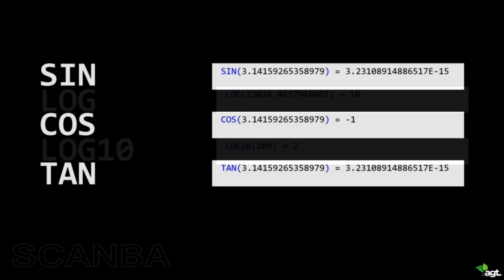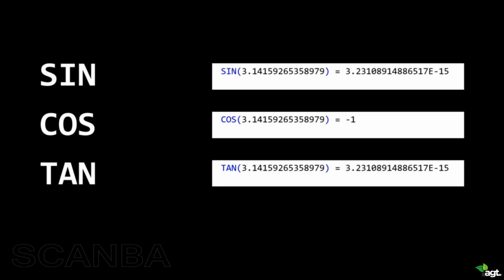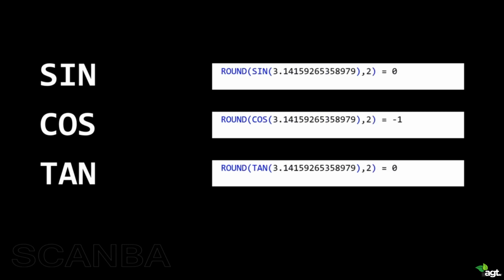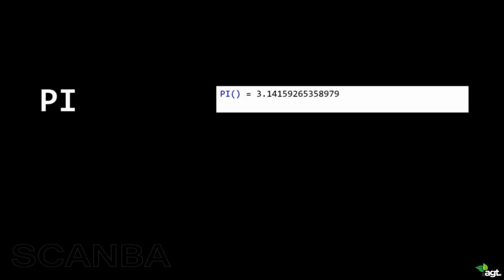The sinus, cosines, and tangent are standard trigonometric functions. These functions receive the angle in radians as argument and return its sinus, cosines, and tangent values respectively as float values. In some cases, you may combine the functions and use round function with the other mathematical functions to receive the values with the accuracy you need. Finally, the pi function returns the value of pi. This function does not have any arguments.